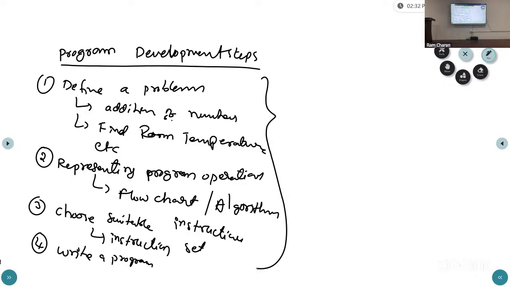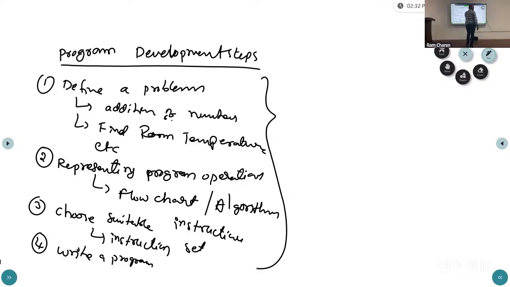And when was this microprocessor invented, can anybody answer? 1976 or 74? 1976. Okay. And how many transistors are in that 8086 microprocessor? To make an 8086 microprocessor, how many transistors are used? 29,000 transistors. Okay.